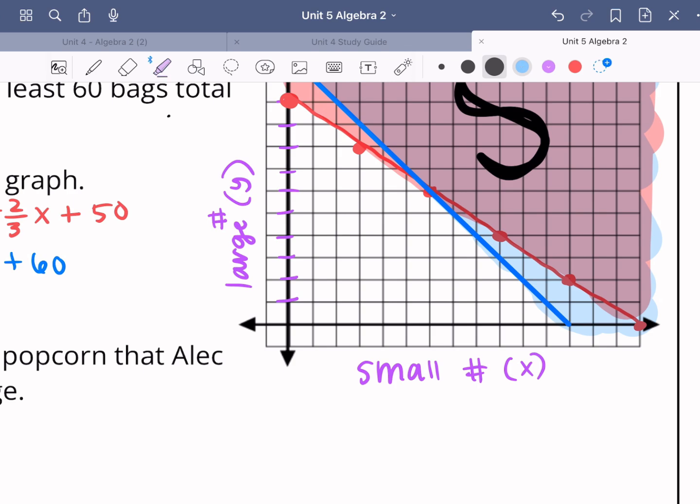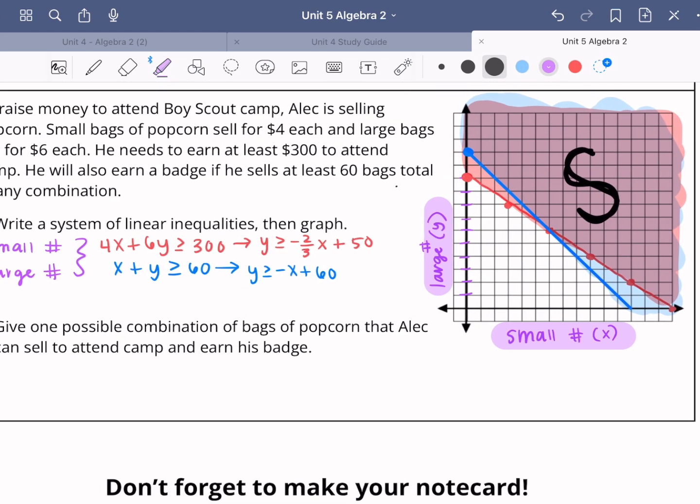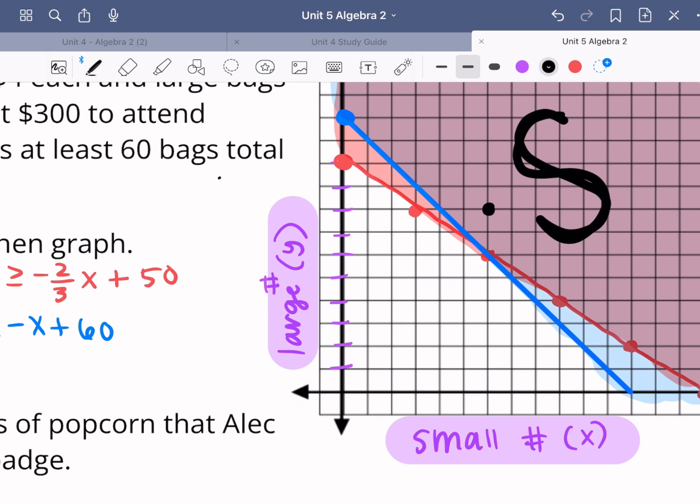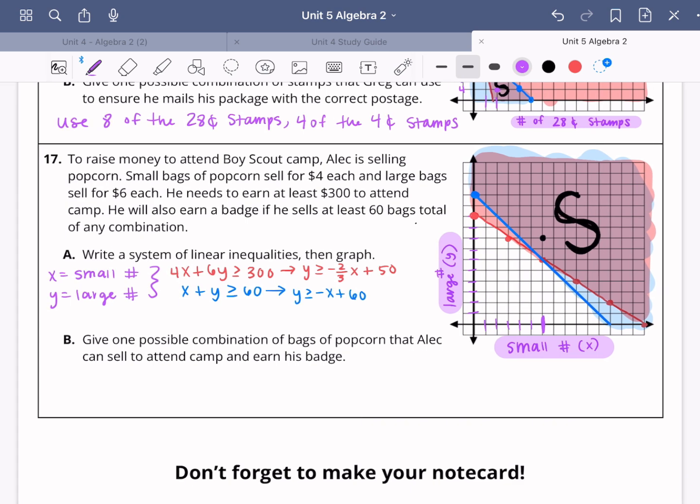The last thing here is to just interpret. So one possible combination, which I'm counting by fives, so that would be 5, 10, 15, 20, 25, 30. So we could do 30 small, and this would be 40 large.